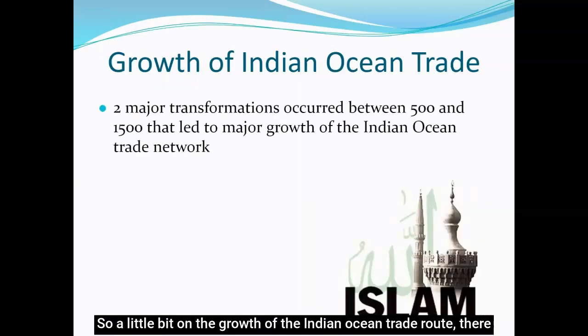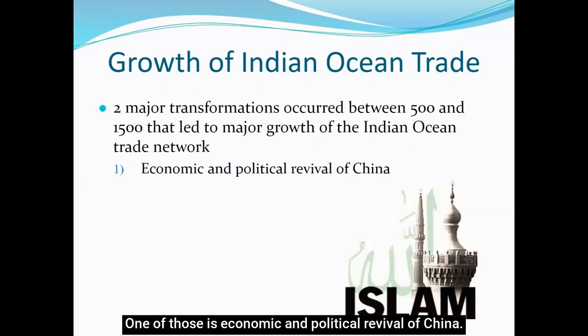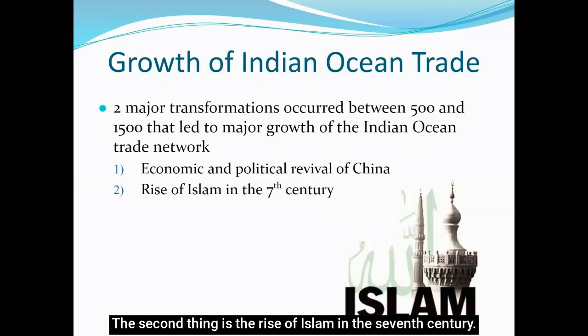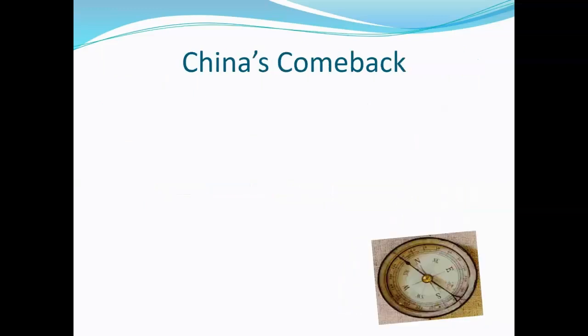So a little bit on the growth of the Indian Ocean trade route. There are two major transformations occurring between 500 and 1500 that led to major growth of the Indian Ocean trade network. One of those is economic and political revival of China. So China has a growth spurt going on, and it affects the trade route. The second thing is the rise of Islam in the 7th century. This allowed for countries to align themselves with one common cause and be able to communicate, and it really made trade boom in those Islamic nations at the time.